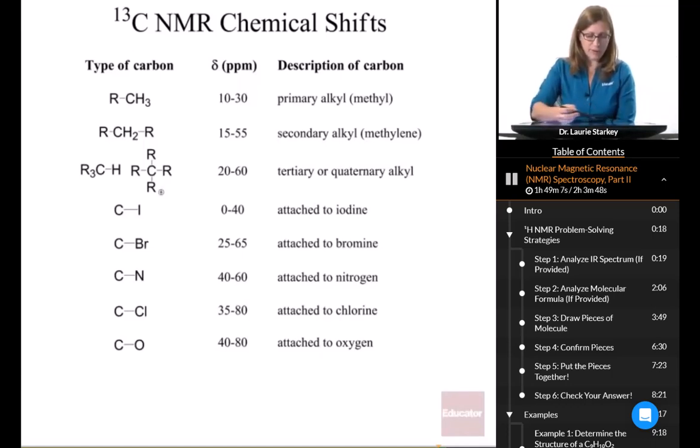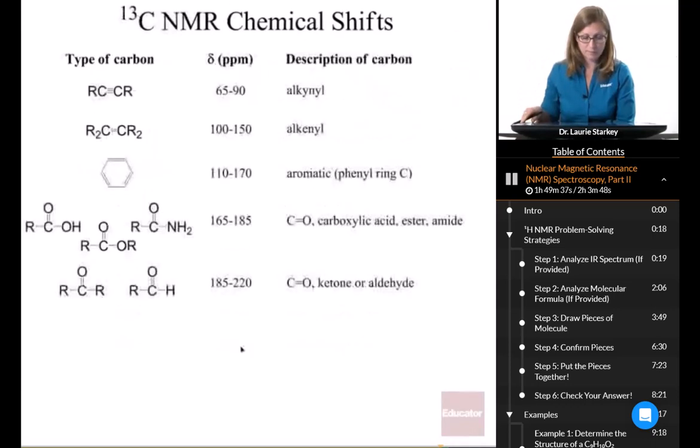We see a slight difference depending on whether it's a primary, secondary, tertiary, or quaternary alkyl group. The primary alkyl groups are the most shielded, just like the methyl is the most shielded for proton NMR, and the same is true for C-13. So those are the ones that are furthest to the right, furthest upfield. They move down a little bit as we add carbon groups on it. Attached to iodine, bromine, nitrogen, chlorine, oxygen, depending on what heteroatom we have, slightly different ranges. But as you might imagine, those shift them all downfield a bit.